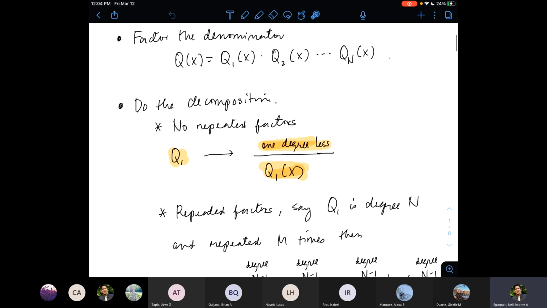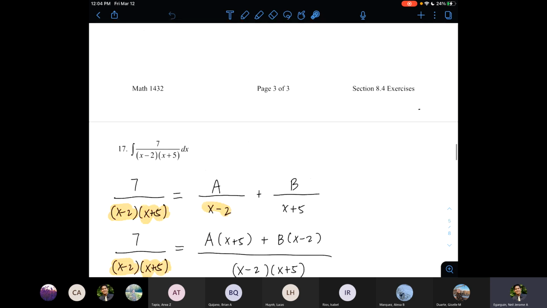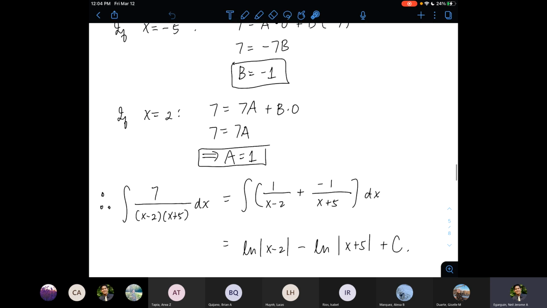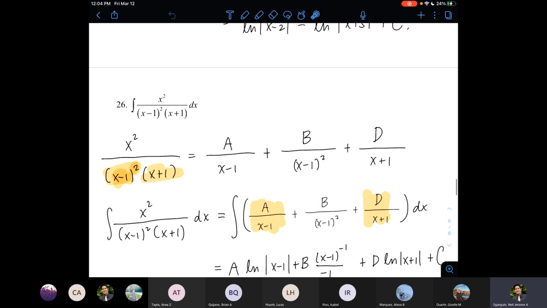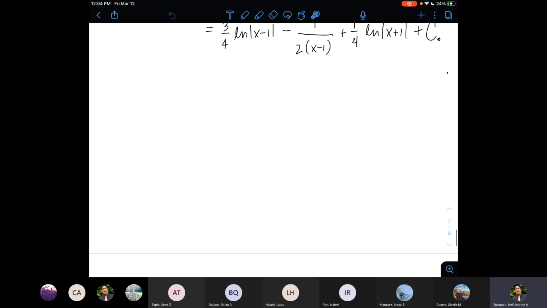Okay, then I guess last time we did a couple of examples, if I'm not mistaken. So we did problem 17, where the denominator has unique linear factors. I guess that's straightforward. Problem 26, we considered a case wherein we have a repeated linear factor in the denominator. And I guess that's it.